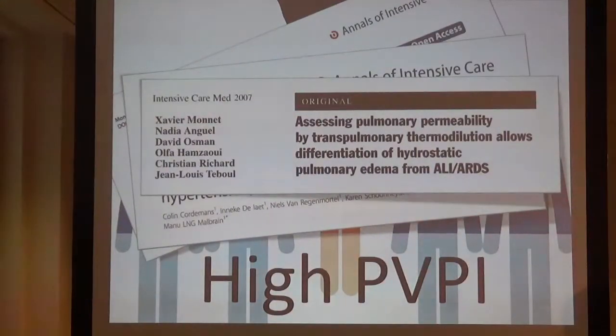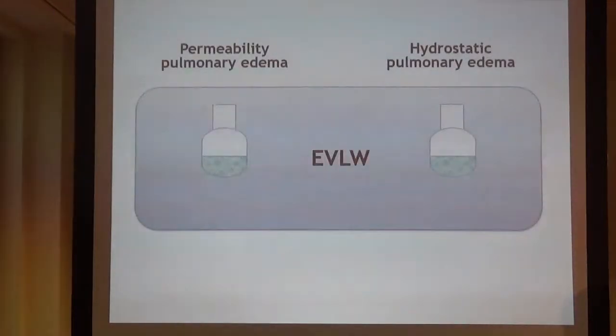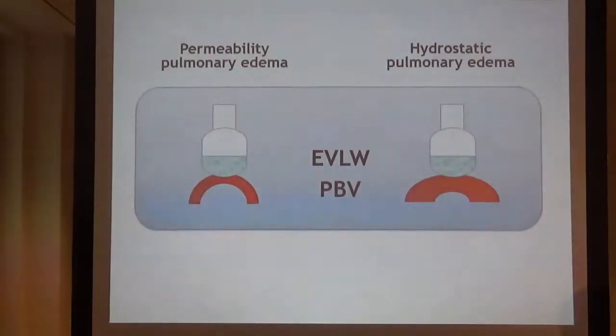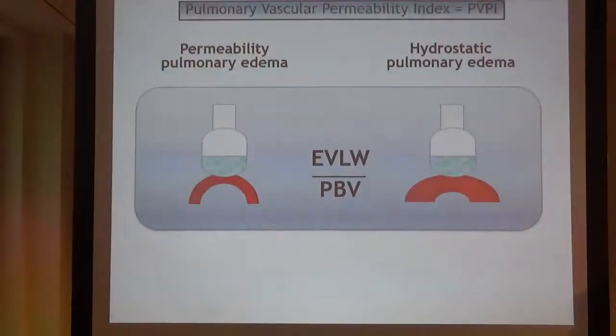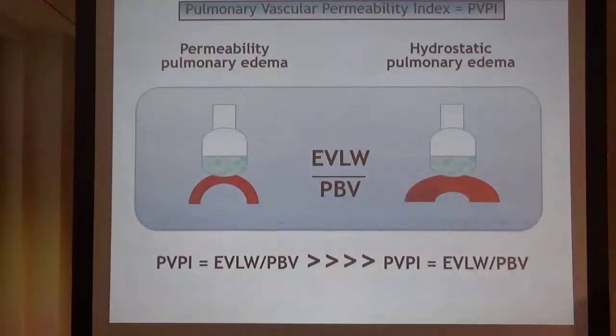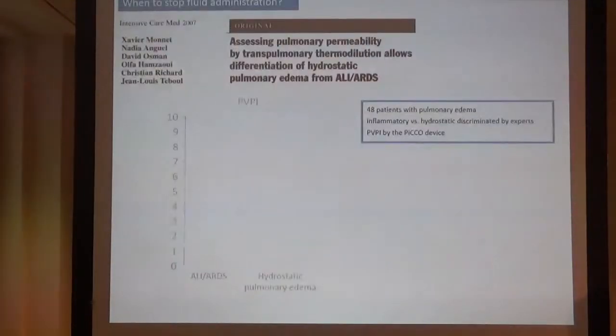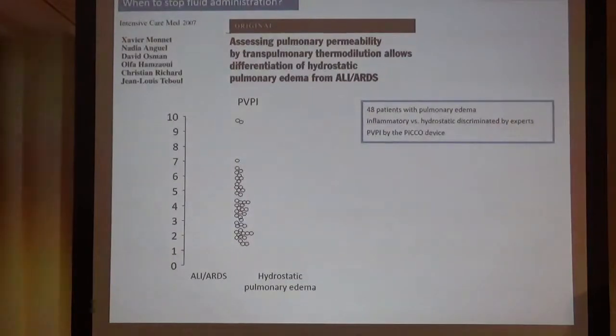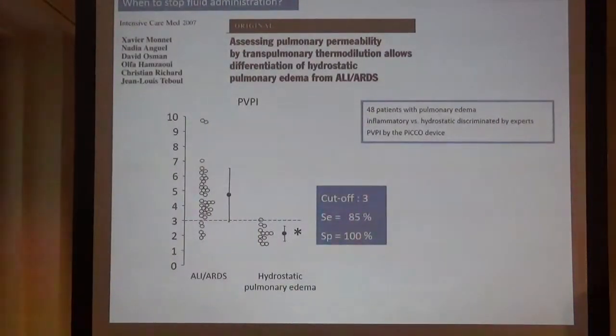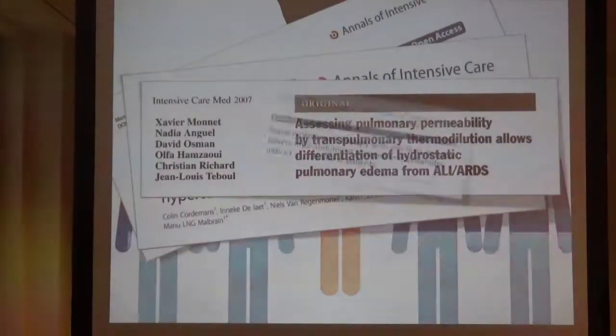As Sherman's group showed, the pulmonary vascular permeability index may be an interesting parameter as well to discriminate between hydrostatic versus hyperpermeability pulmonary edema by dividing the lung water over the pulmonary blood volume. So this parameter will be much higher in hyperpermeability edema. And it has been shown in this study, again by the group of the chairman, that in ARDS this PVPI is much higher. And this could be a good parameter to identify patients with ongoing capillary leak.